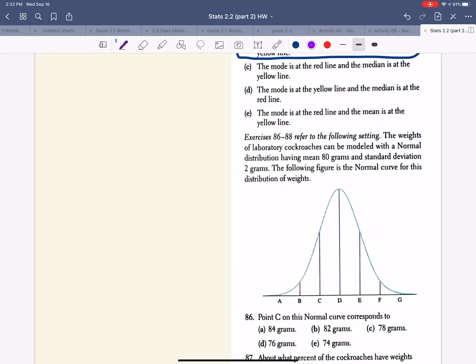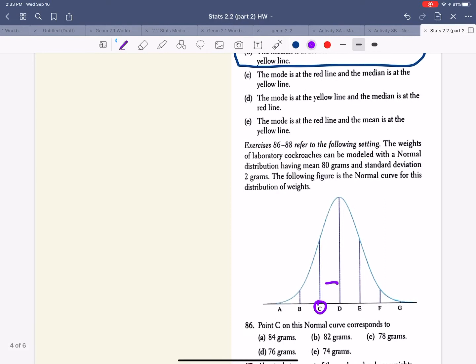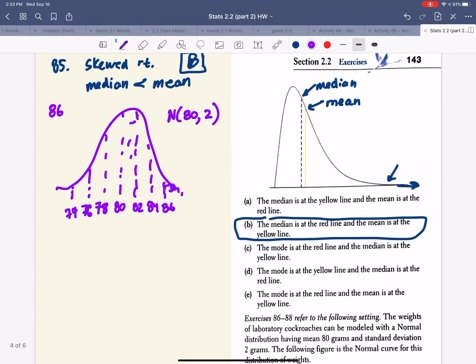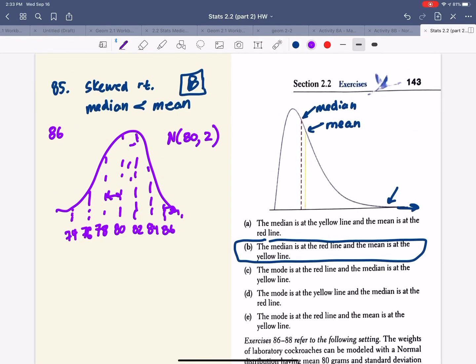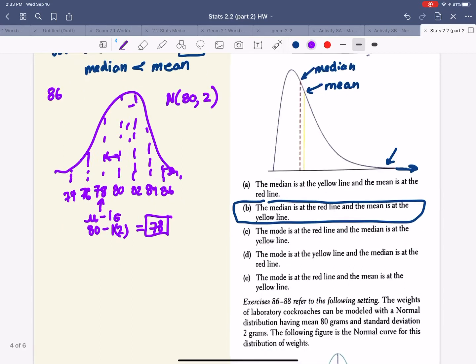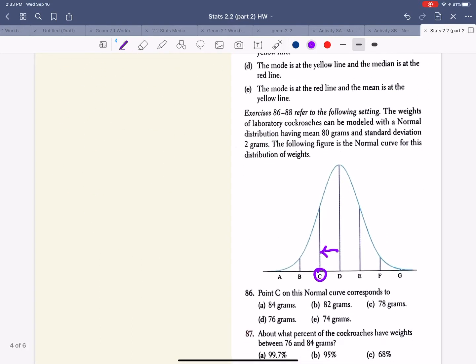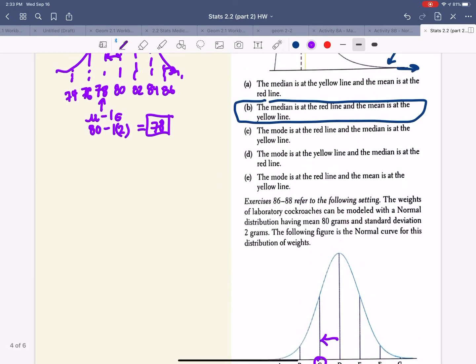Now it says point C on the normal curve corresponds to what number? So C is 1 standard deviation below. So this location is mu minus 1 standard deviation. So if the mu is 80, 1 standard deviation is 2. We get 78. Let's see if we can find our answer. 78. Beautiful.